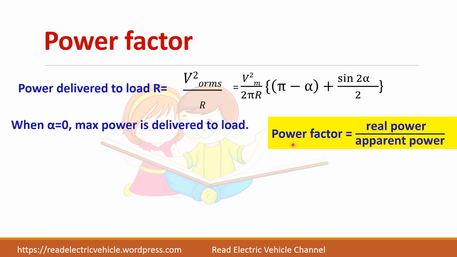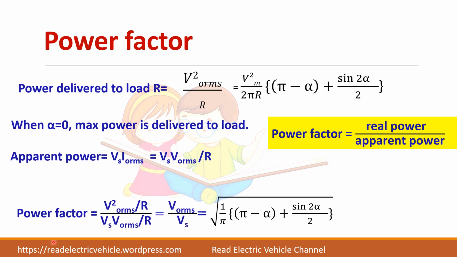So let us calculate what is power factor, that is real power by apparent power. So this real power is the power delivered to the load. What is apparent power? V into I. So for I, I can write V by R because it is a resistive load. So power factor is equal to, you can simplify this one. So real power V square by R divided by this one. If you simplify this one, you will get V naught RMS divided by Vs. So you substitute V naught RMS by Vs here, you will get this as the power factor.